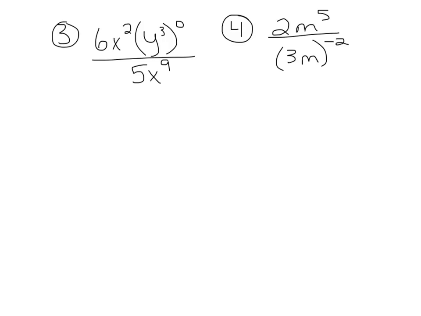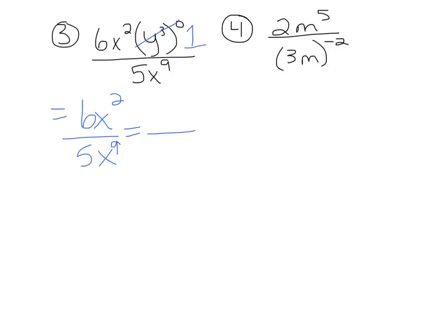Alright, for number 3 here, I see that we have a 0 exponent. So the first thing we want to do is actually just get rid of that, because we know that anything to the 0 power is 1. So we don't even need to write it. So now I can rewrite the problem as just 6x to the 2nd over 5x to the 9th.